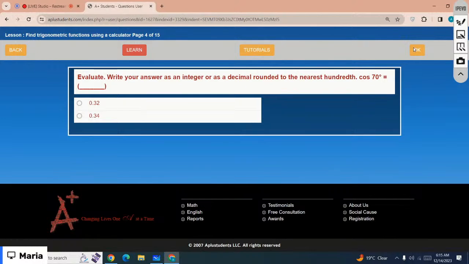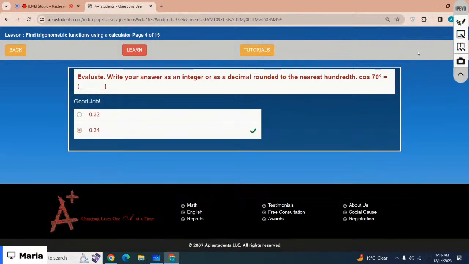Okay, evaluate. Write your answer as an integer or as a decimal rounded to the nearest hundredth. So you have to calculate cos 70. So which is the correct option? The correct option is 0.34.